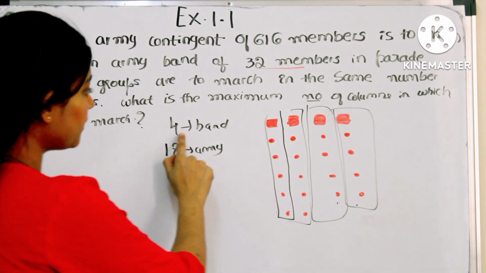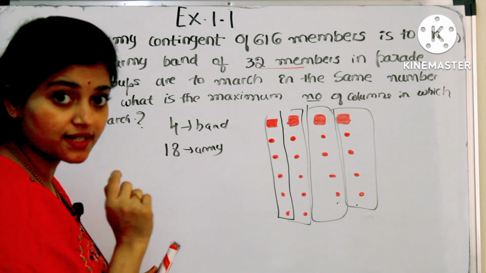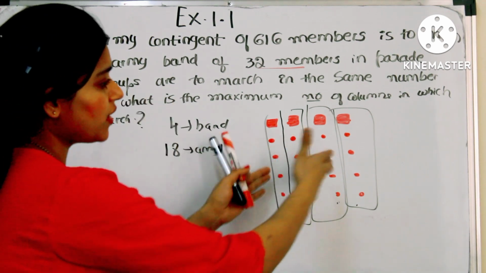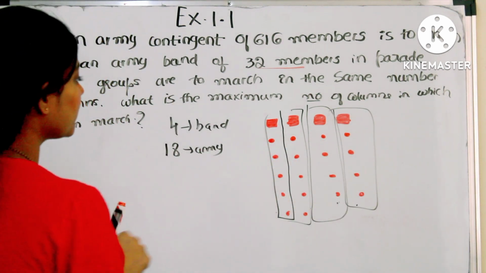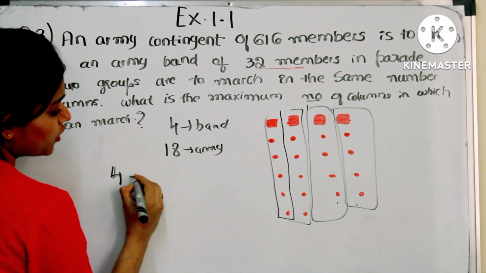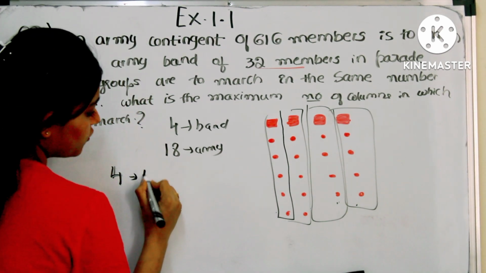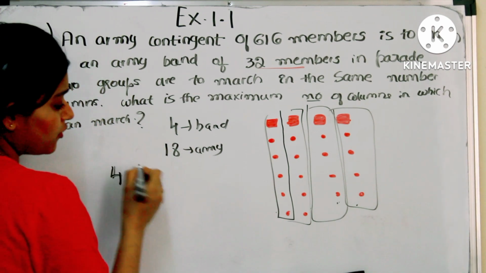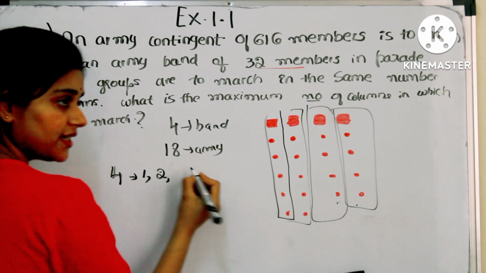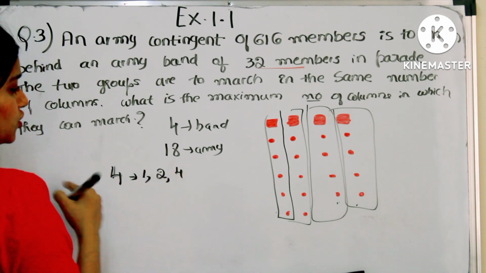So how should you divide? You should find the common factors of 4 and 18, or the HCF of 4 and 18, and whatever value you get, that is how many columns you have to divide into. Let's see the HCF of 4. 4 ones are 4, so 4 is a multiple of 1. 2 twos are 4, so 4 is a multiple of 2. 3 does not divide it. So 1, 2, 4 are the factors of 4.